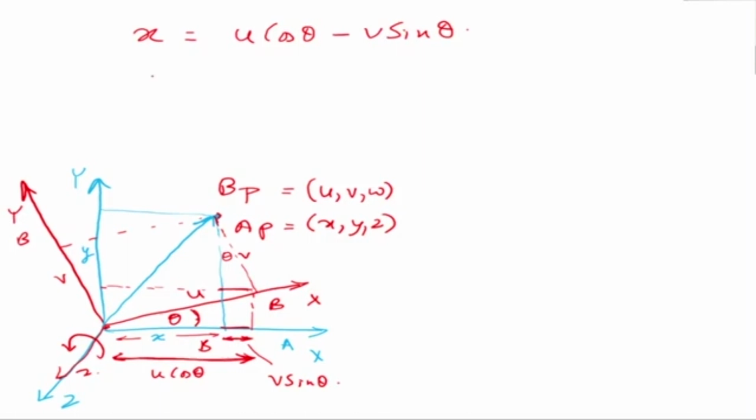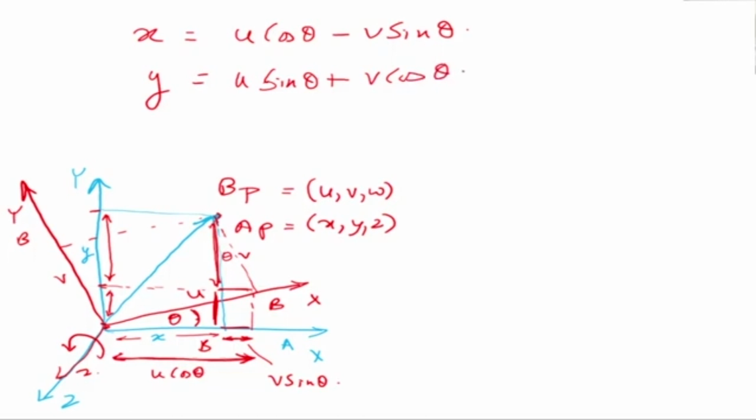Now what about y? What is y? Y is this total length from here to here. Now what is y equal to? Y is equal to this much, plus this much. So how much is that? The top one, this much, is equal to this much, which is equal to... sorry, just this one plus this one. So this is equal to u sin theta plus this much, which is equal to v cos theta.